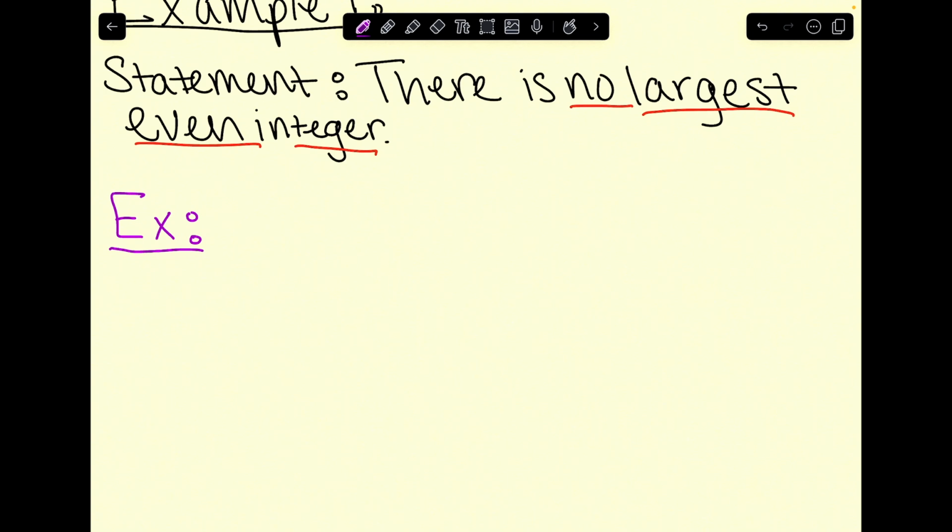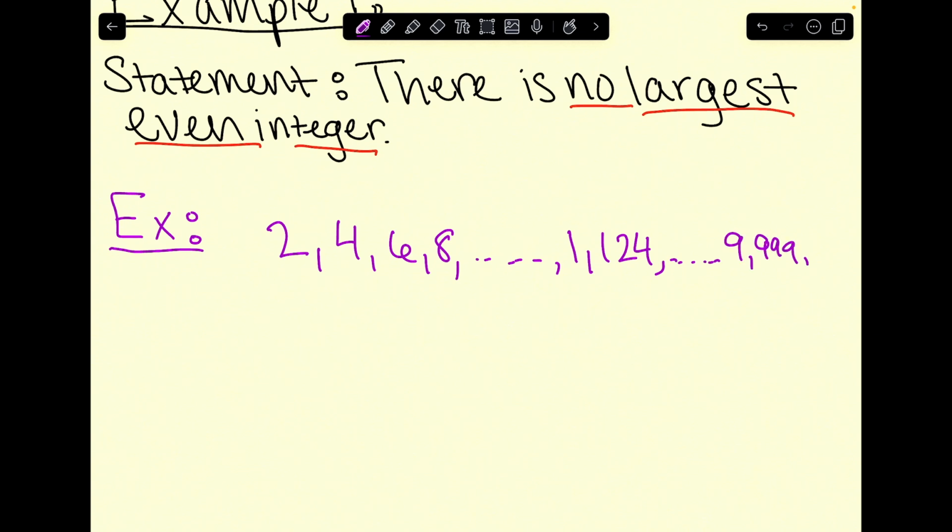Let's talk about the even integers for a moment. If you recall, they are essentially our common even whole numbers. There's 2, the lowest even integer. Then there's 4, 6, 8, skip a few. You can go all the way up to 1,124. Skip even more, and you can end up with 9,999,228. And then it could just keep going forever and ever.